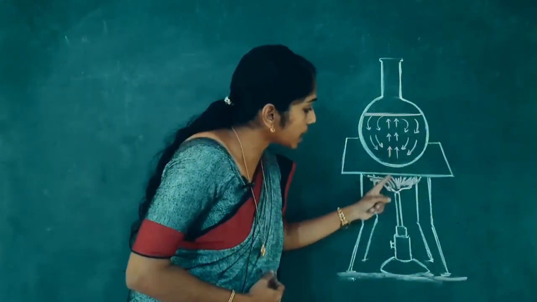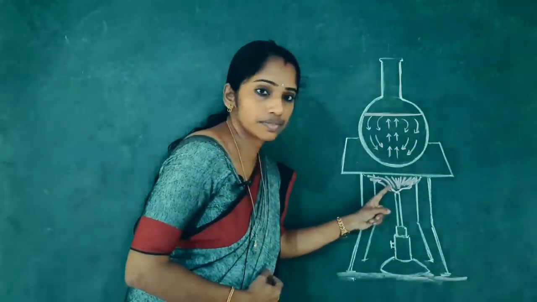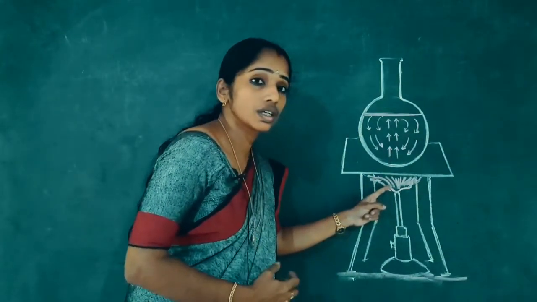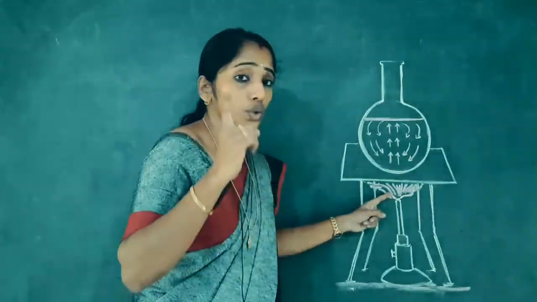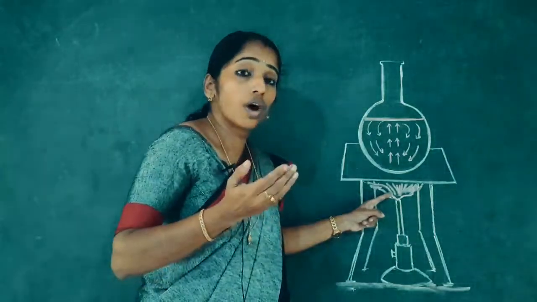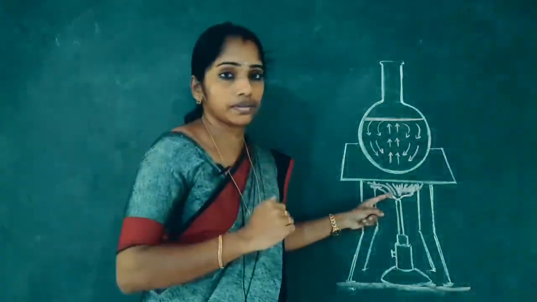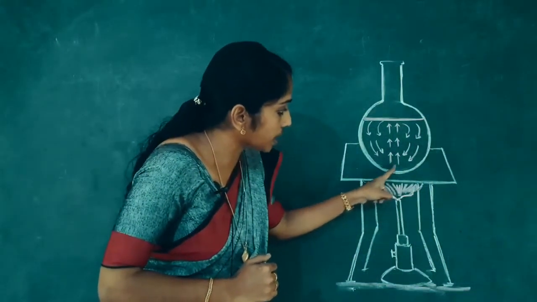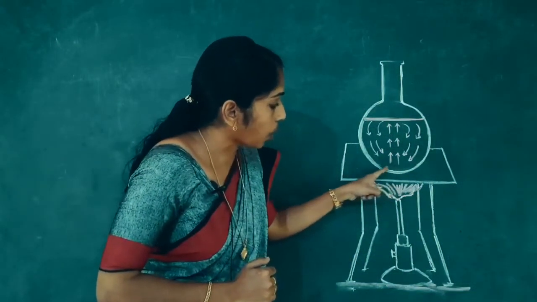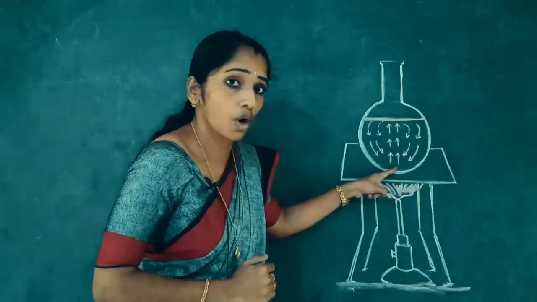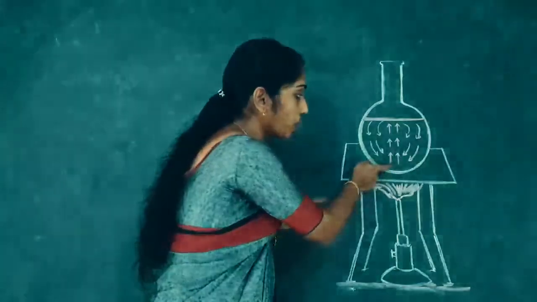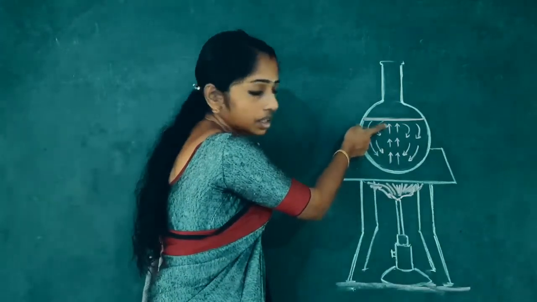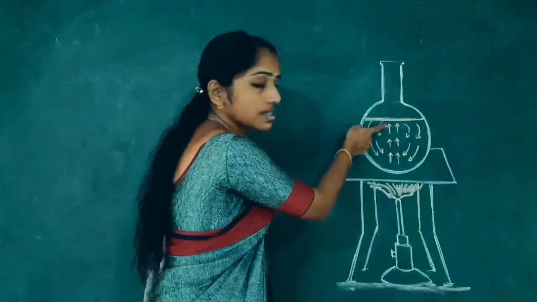Okay, children. First of all, when we keep a vessel like this full of water, the water near the source of heat becomes hot first. You learned that hot water rises up. So the water near the flame, here in this part, becomes hot first. This hot water rises up. You can see the arrow mark here.